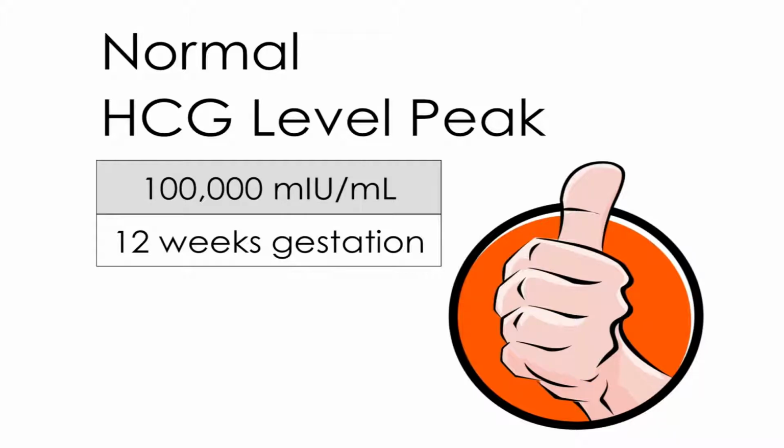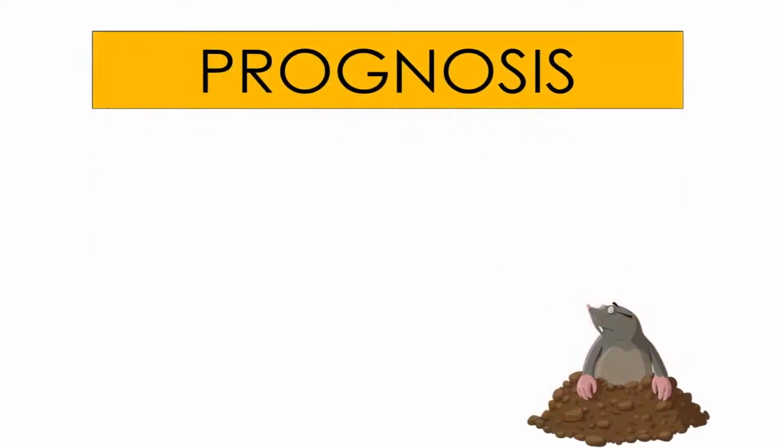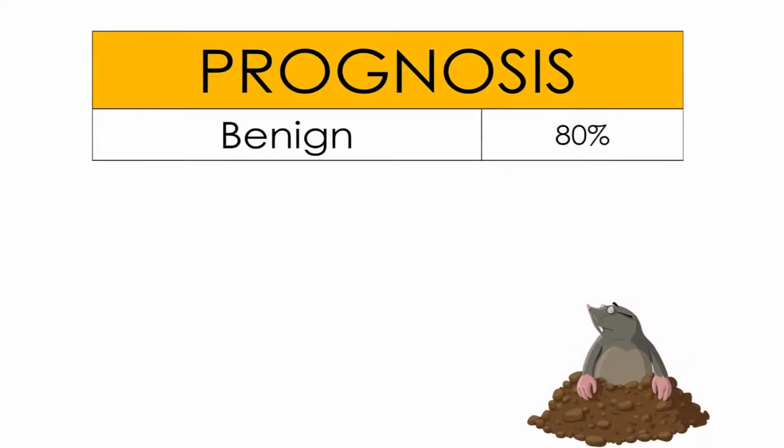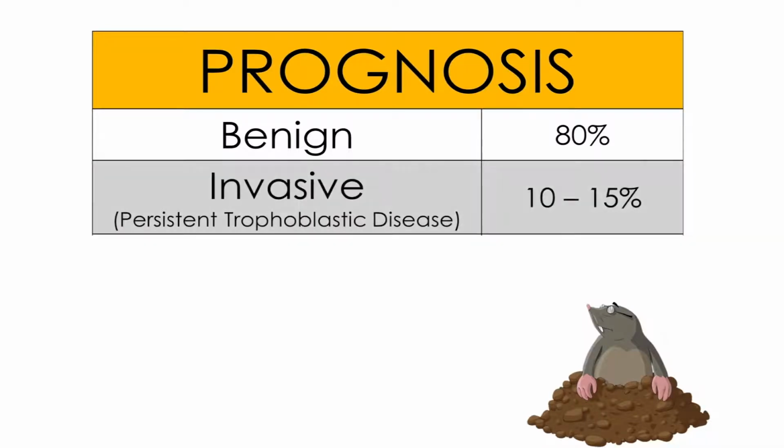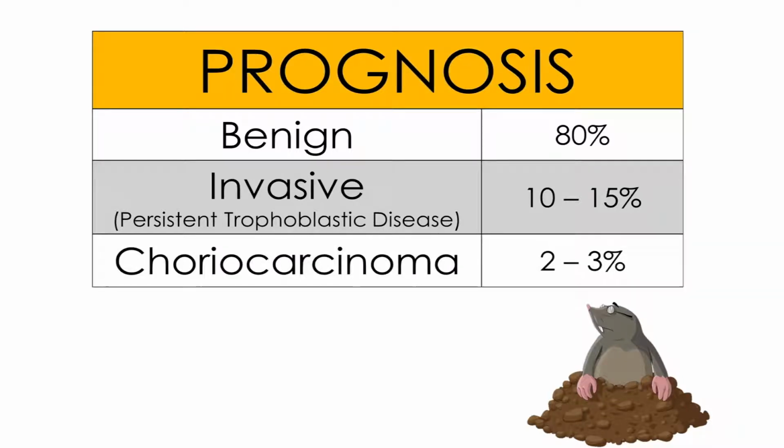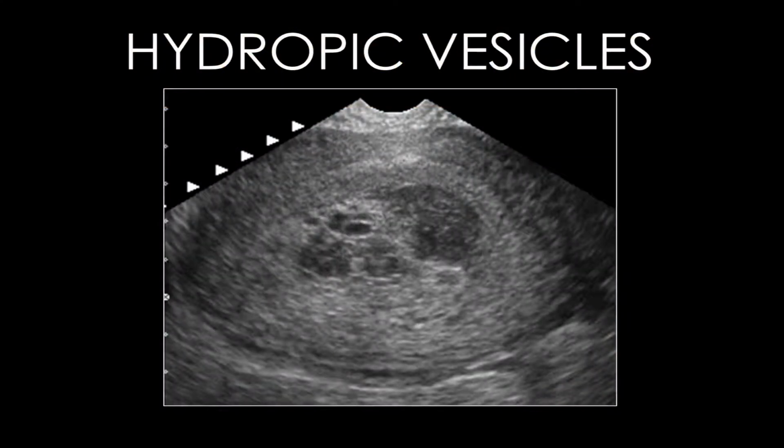particularly in first trimester. The overall prognosis for most cases of molar pregnancy is good. 80% are benign and can be treated by terminating the pregnancy. About 10 to 15% are locally invasive and will require chemotherapy, and about 2 to 3% will progress to choriocarcinoma. This image shows the intrauterine presence of hydropic vesicles.